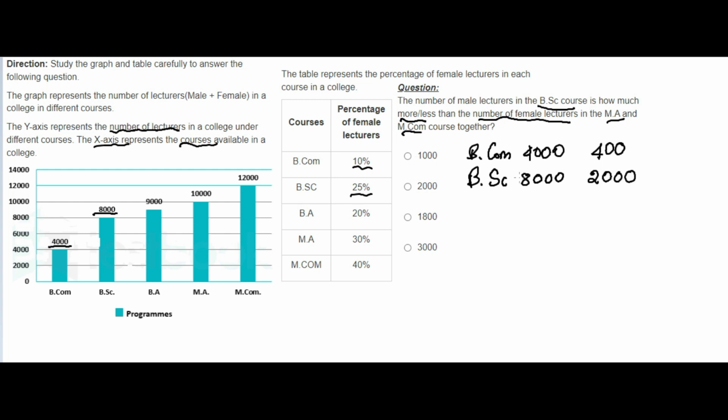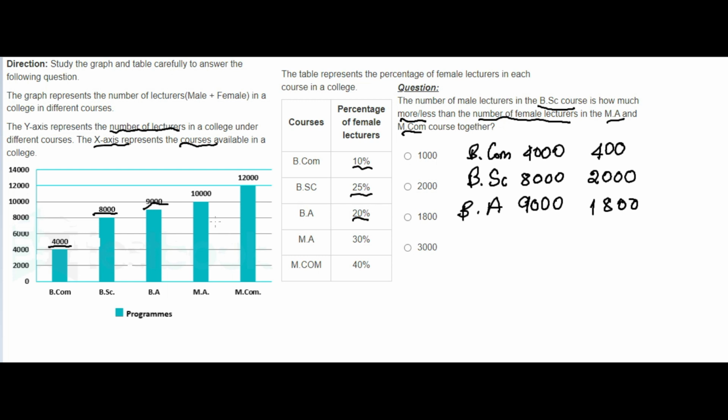Look at the next one, you go for the BA. In BA, how many members are available? 9,000 members are totally available. Among that, 20% are lady staff members. What's 20% of this? It is about 1,800. So 20% of 9,000 is 1,800. That means half, I think you can calculate very easily.